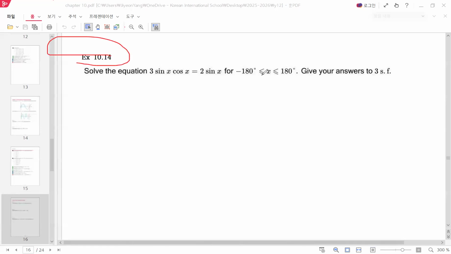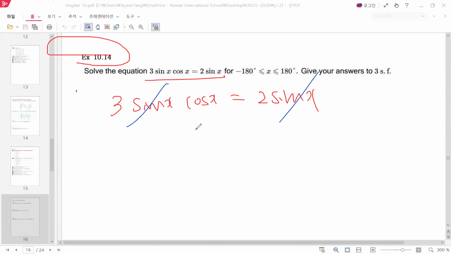Okay, students, example 10.14. Let's solve this question. You are going to make a lot of mistakes when you solve this type of question because 3 sine x times cosine x equals 2 sine x. The easiest mistake is to just divide by sine x, and then cosine x equals 3, cosine x equals 2 over 3.